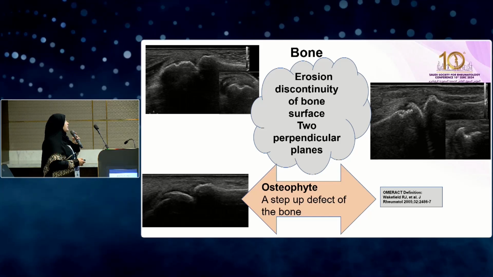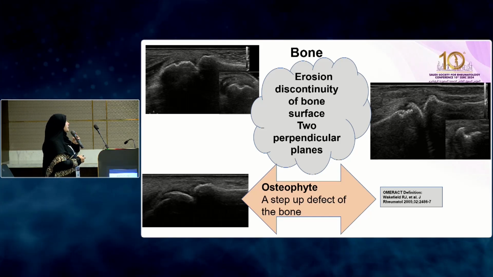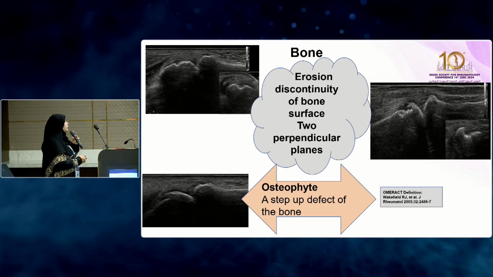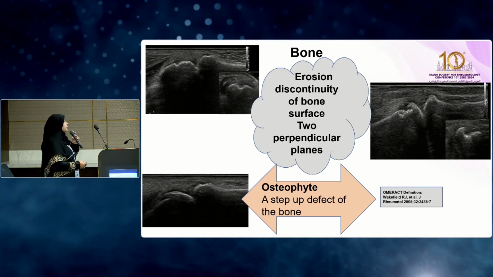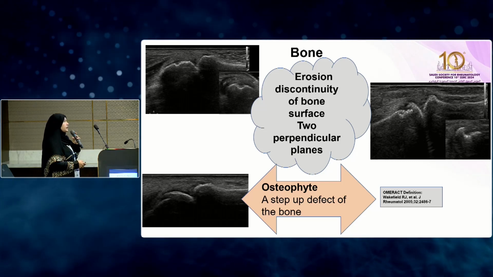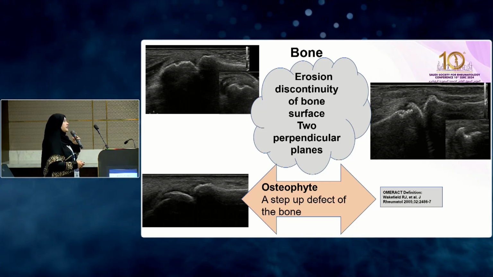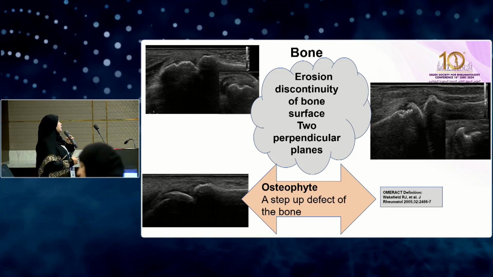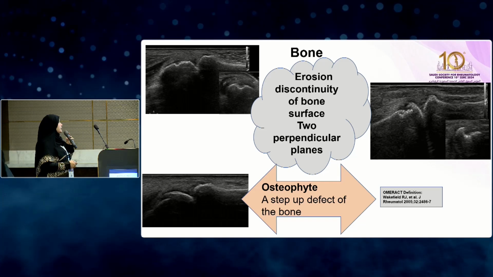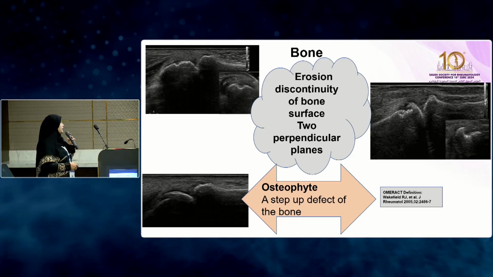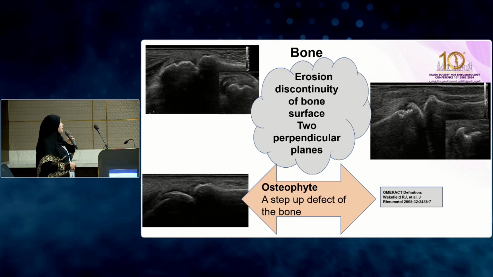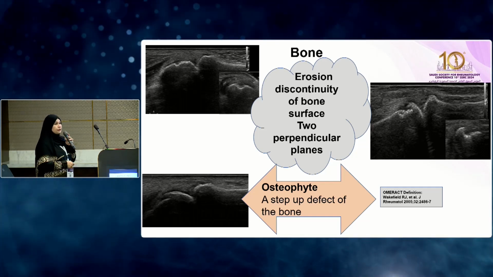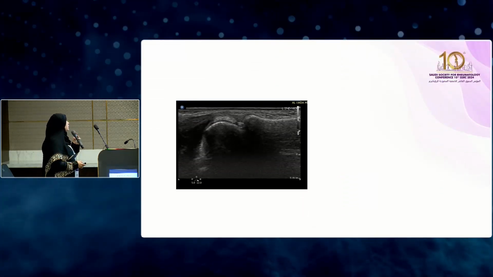You should differentiate the erosion, which is a discontinuity of the bony cortex in two perpendicular planes. This is a case of rheumatoid arthritis. This is a case of psoriatic arthritis, and you can appreciate the difference: the psoriatic arthritis erosions are nasty and not smooth like those of rheumatoid arthritis. However, in extensive cases of rheumatoid arthritis, you can appreciate such erosions. Step up defect, this is an osteophyte, not an erosion, so you should differentiate between these two different findings.